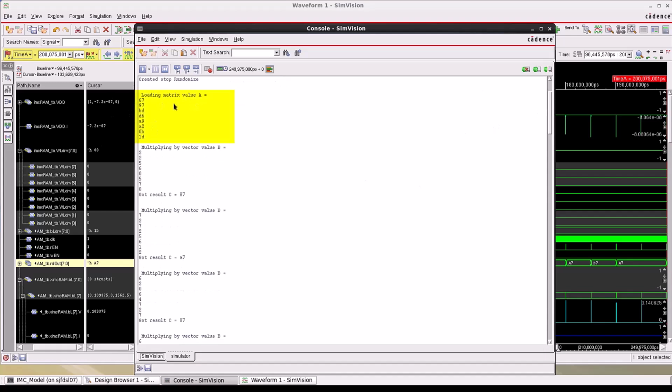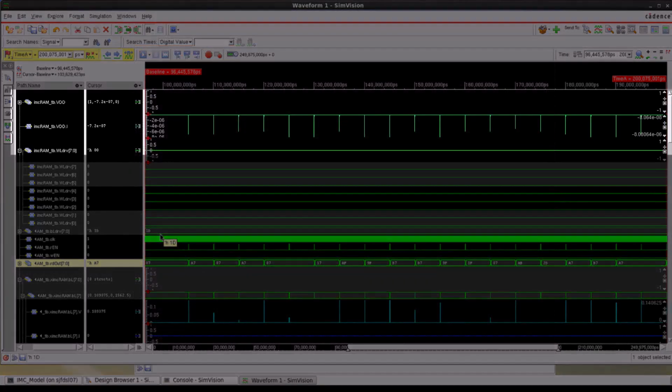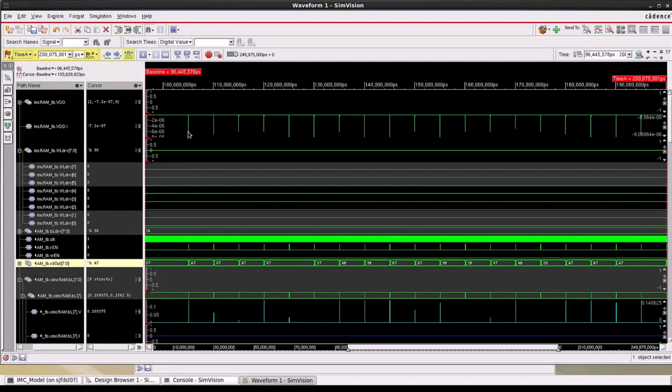So here's our A value that we started out with. Here's our initial set of B vectors. And in that case, the multiplication result ended up being a hex 87. And of course, for each multiplication there's a spike of current, and we can actually go through and keep track of those and get a total energy per multiplication and get a good estimate for our system of what kind of power consumption we're going to see in an actual machine learning application.